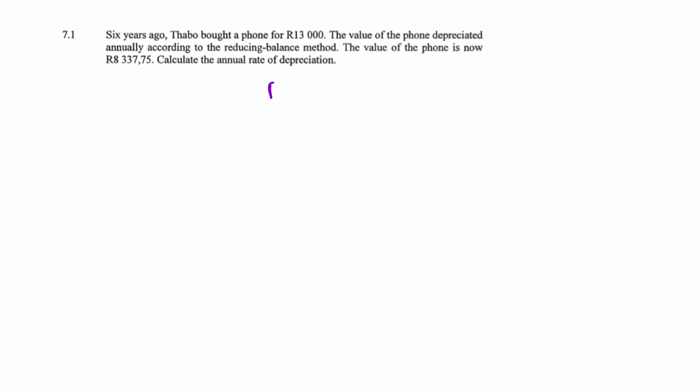So we are given information that we are using the reducing balance method. So that's the one that looks like compound interest. We know that the value of the phone at the start was 13,000 Rand, and the current value of the phone is 8,337 Rand and 75 cents. We don't know the value of i, but we know this happened 6 years ago. So n is equal to 6.